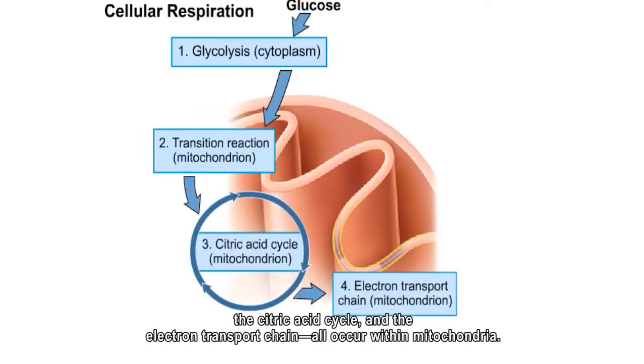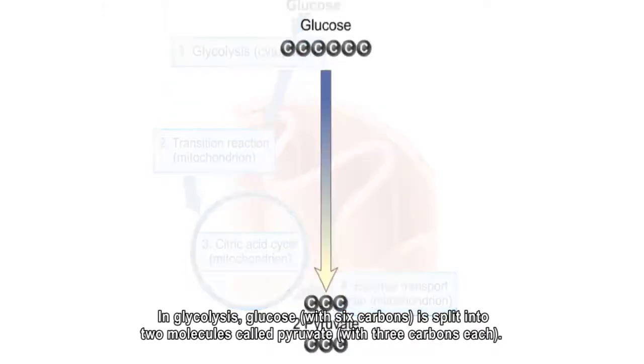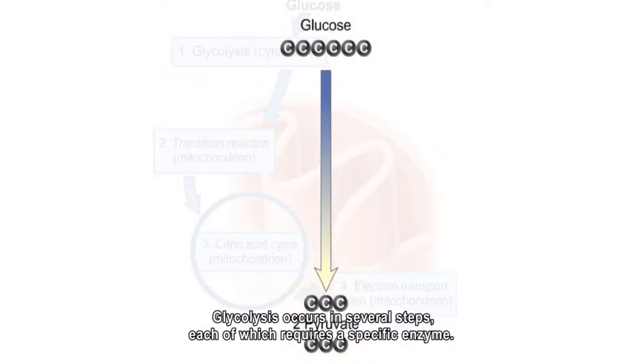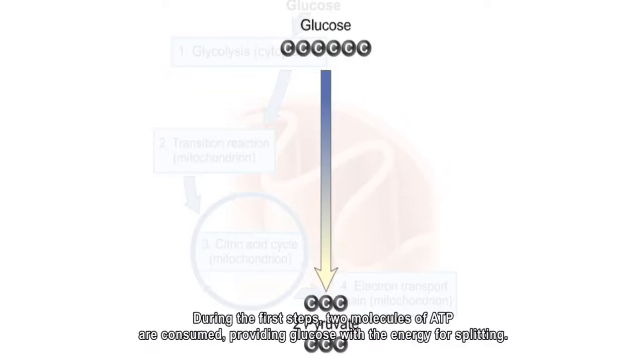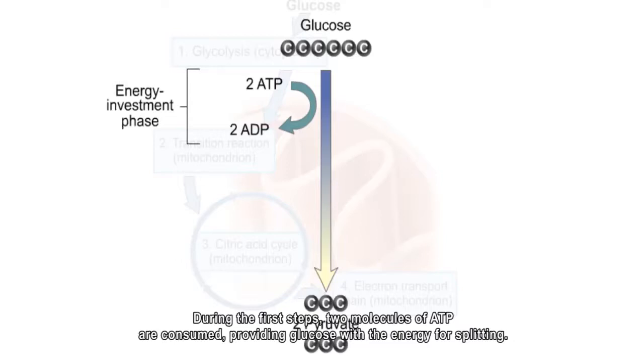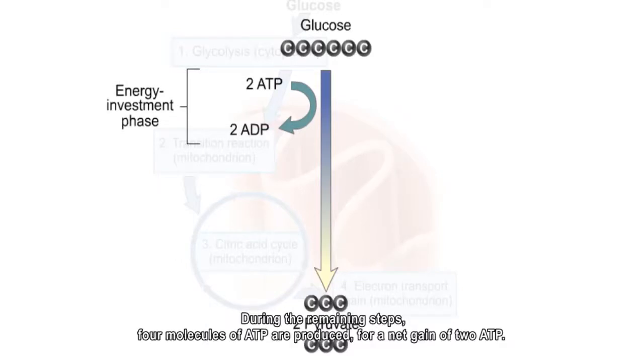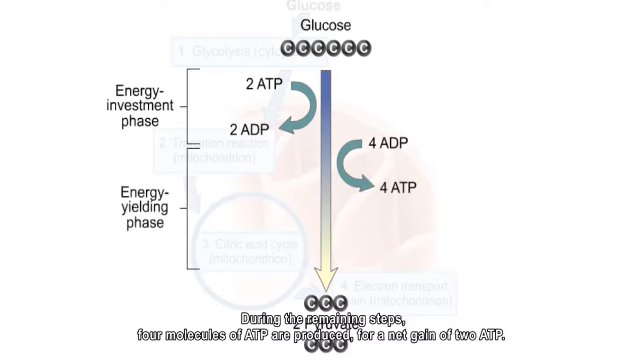occur within mitochondria. In glycolysis, glucose, with 6 carbons, is split into 2 molecules called pyruvate, with 3 carbons each. Glycolysis occurs in several steps, each of which requires a specific enzyme. During the first steps, 2 molecules of ATP are consumed, providing glucose with the energy for splitting. During the remaining steps, 4 molecules of ATP are produced, for a net gain of 2 ATP.